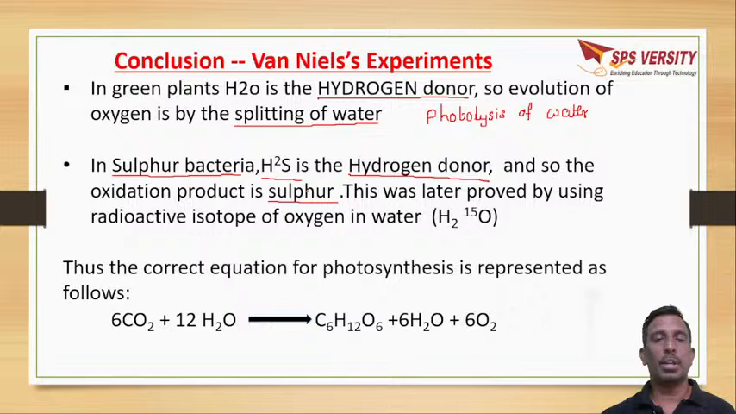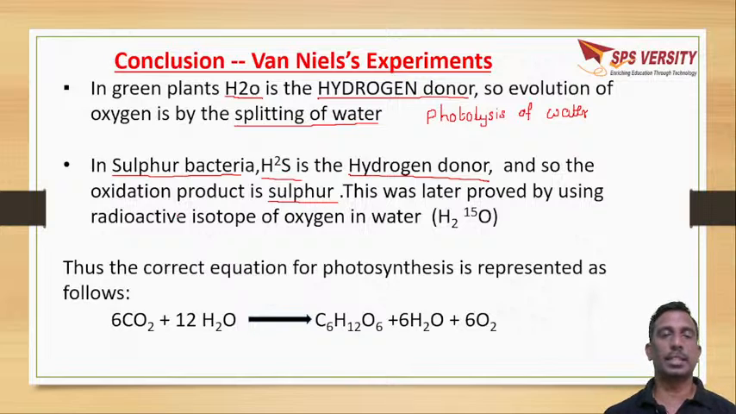This was later proved by using a radioactive isotope of oxygen. So here in sulfur bacteria, instead of oxygen, sulfur is released. Why? Because here H2S is the hydrogen donor, whereas in plants, water is the hydrogen donor. Splitting of water takes place in plants; here, splitting of hydrogen sulfide will take place. So this is proved by taking a radioactive isotope of oxygen.